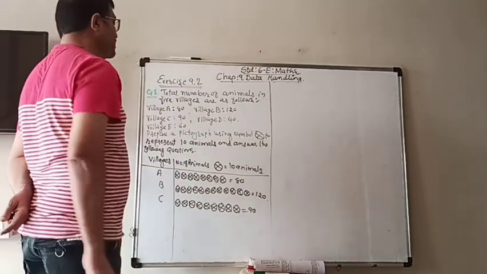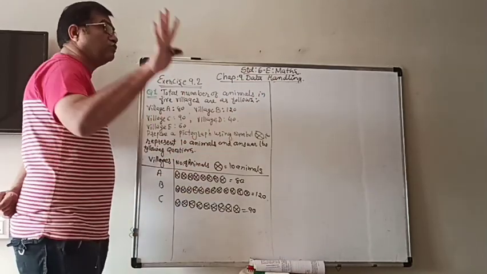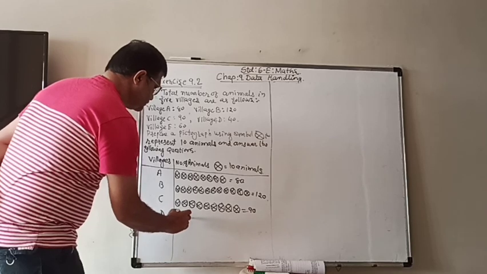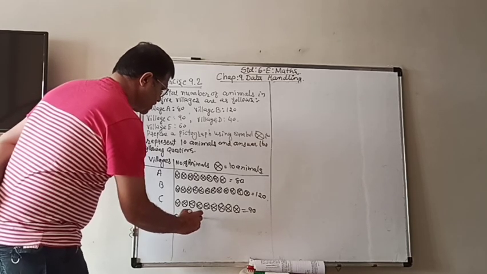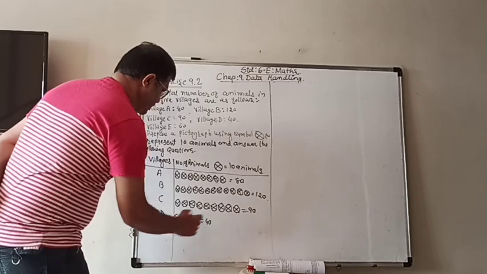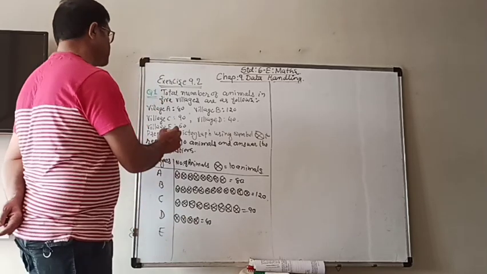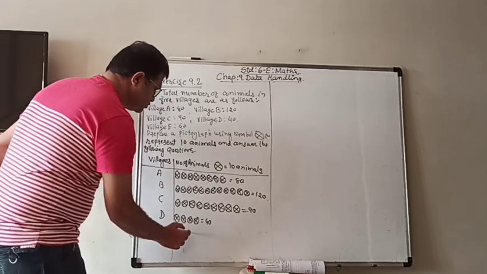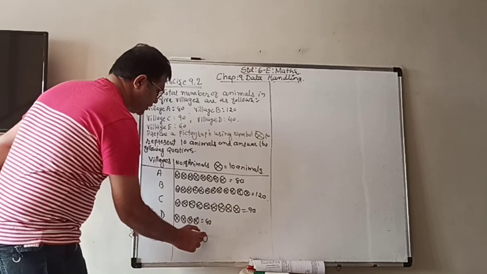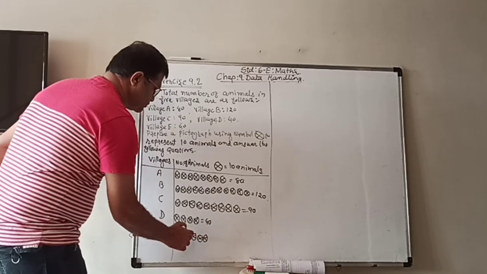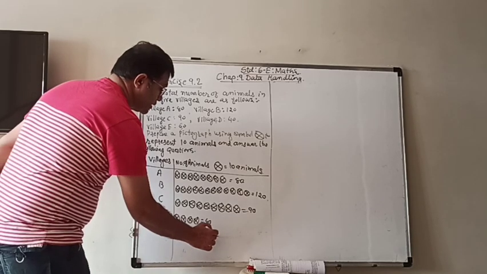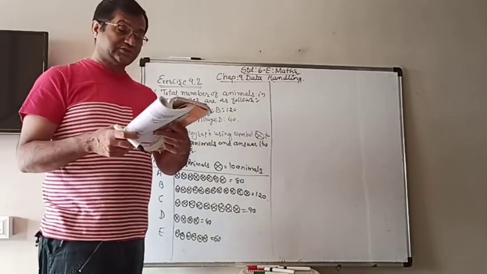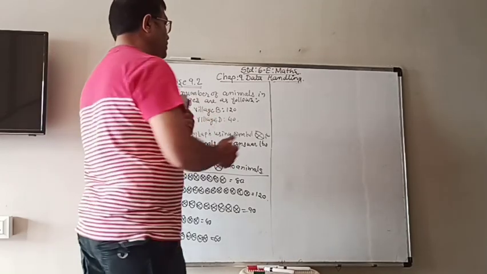Then village D has only 40 animals. So we have to draw only 4. So 1, 2, 3 and 4. And the last village E has 60. So we have to draw 6 like that. 1, 2, 3, 4, 5 and 6. Now from this we have to give the answers of the questions given below.